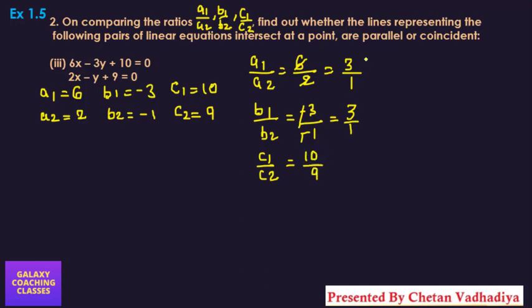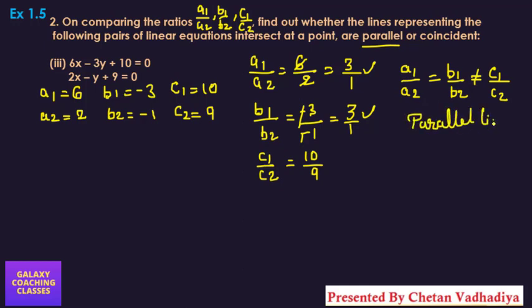Here you can see these two ratios are equal, but that is not equal to C1 upon C2. So you need to remember the condition that A1 upon A2 is equal to B1 upon B2 here, and is not equal to C1 upon C2. Which condition will apply? Parallel lines. This condition is for parallel lines, so here you will get parallel lines. So this way, guys, without drawing the graph, you can find out whether you will get intersecting lines, parallel lines, or coincident lines.